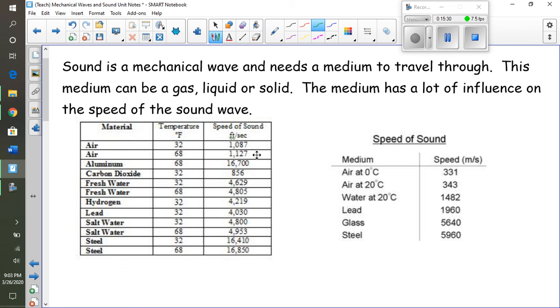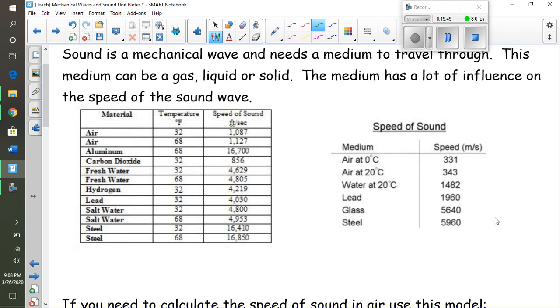And then lead all the way up to steel. We can see that steel is real fast. The speed of sound, over here in meters per second on the table on the right, gets faster if I increase the temperature. If I use liquids versus solids, anything I can do to get the particles closer together, that speed of sound is going to go faster.